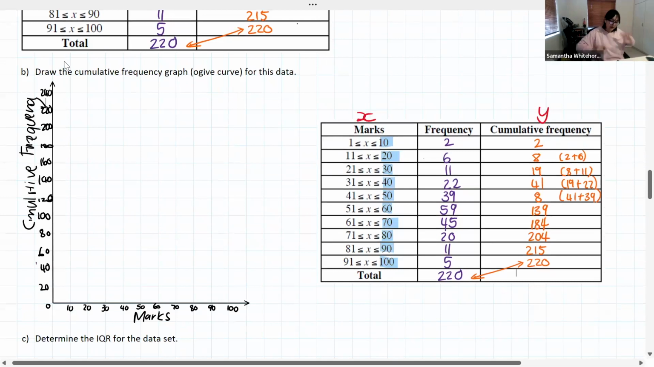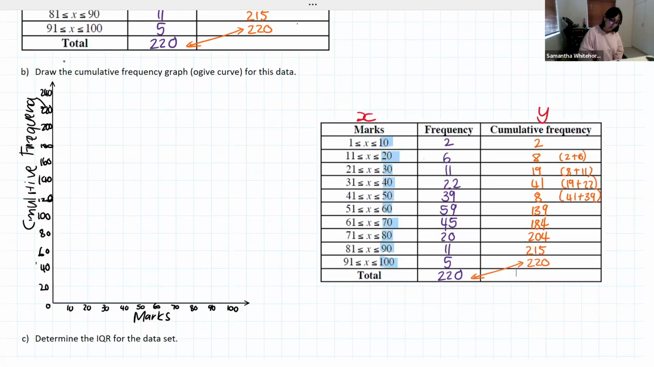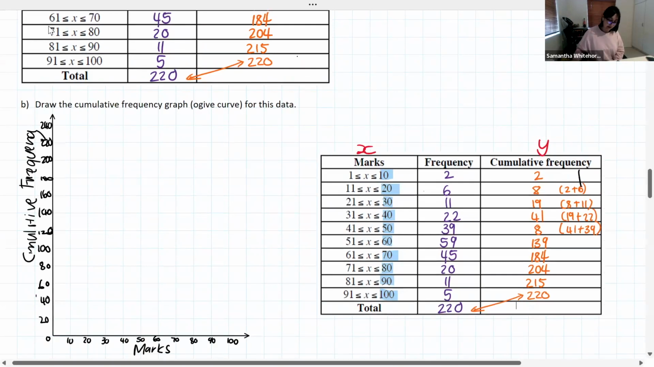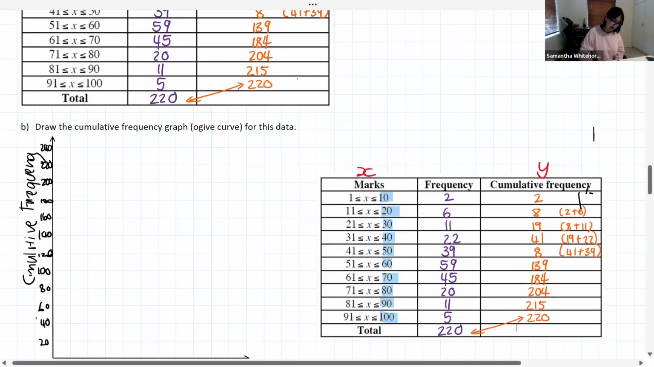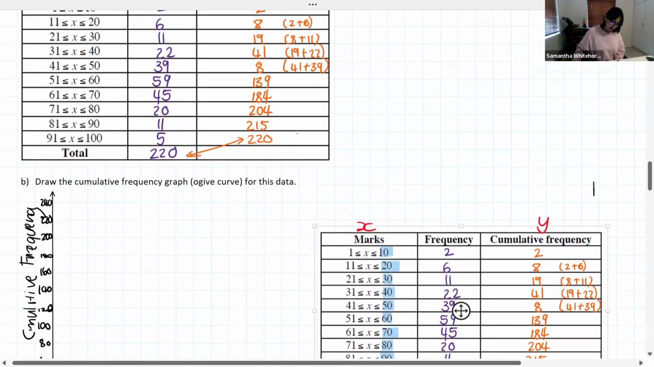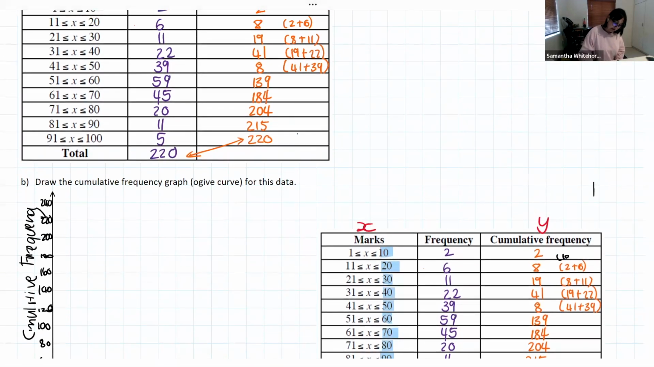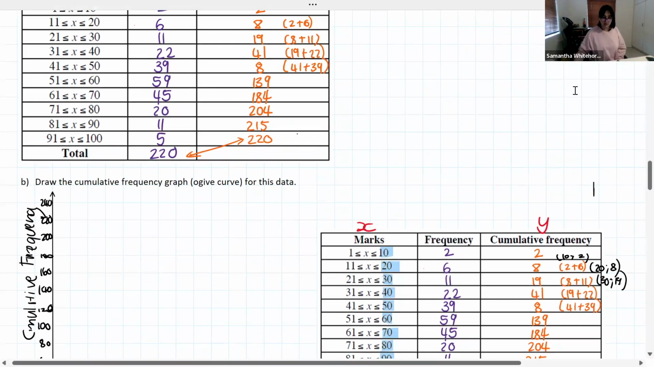Right, so now that we've got that, like I said, we would give it to you, we can go and plot our coordinates. Remember, your coordinates are going to be the upper limit, so in this case 10, and then your cumulative frequency 2. This would be 20 and 8, 30 and 19, and so we would keep plotting.